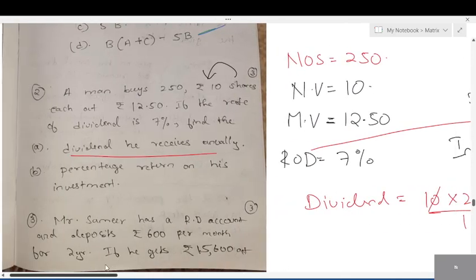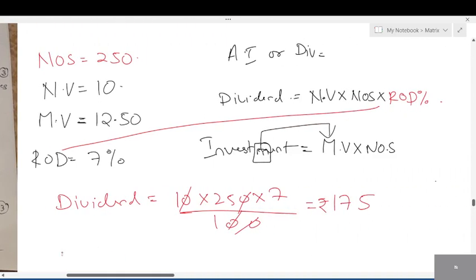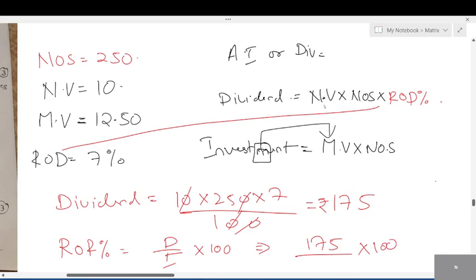Next, the percentage rate on his return on his investment. What do you mean by percentage return, students? What's the formula for percentage return? That is the rate of return. What are the things we have here? We have the dividend, 175. So what do we need to find? The investment value.